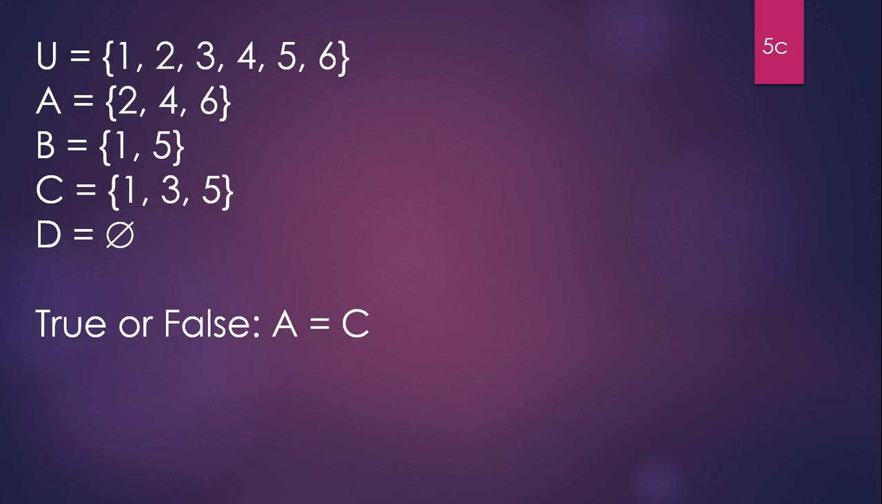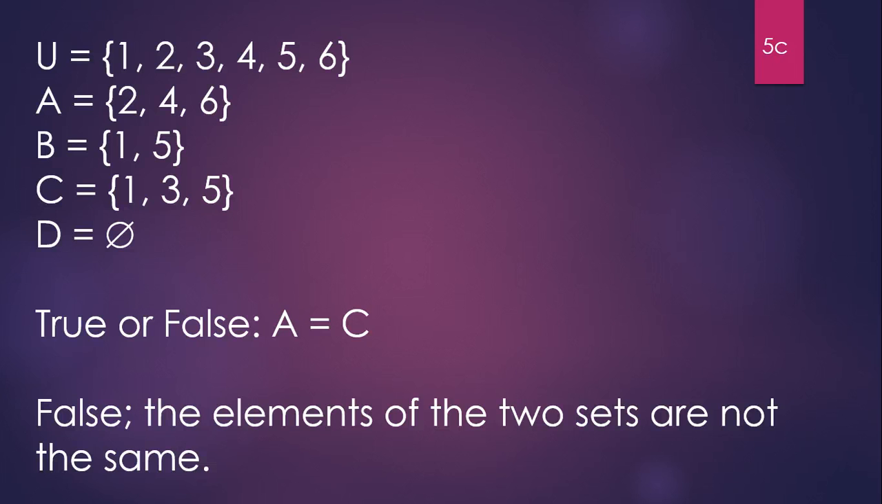And for the same list of sets, answer this question. The answer is false. A is not equal to C because the elements of the two sets are not exactly the same.